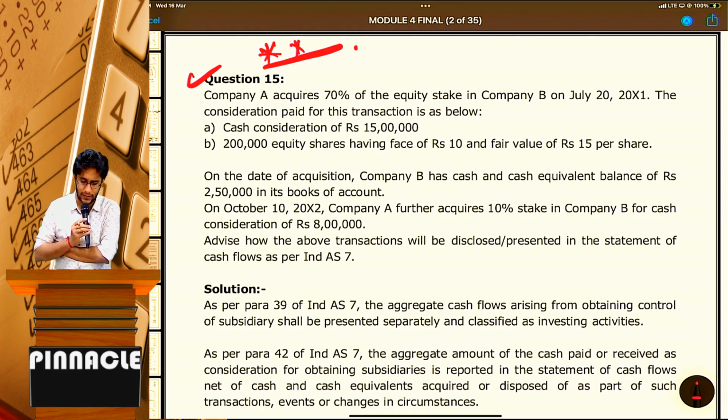On the acquisition date, Company B has a cash and cash equivalent balance of 2,50,000 in its books of accounts. Stop there. Next point, need not read, that's a different case study. Answer now. Investing activity, how much will you show? Good. 12 lakhs 50,000. How? 15 lakhs paid, 2,50,000 cash I got, so effectively 12,50,000. Then why did he give you the shares value?